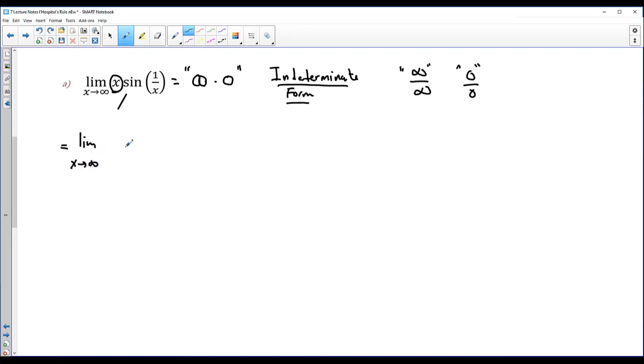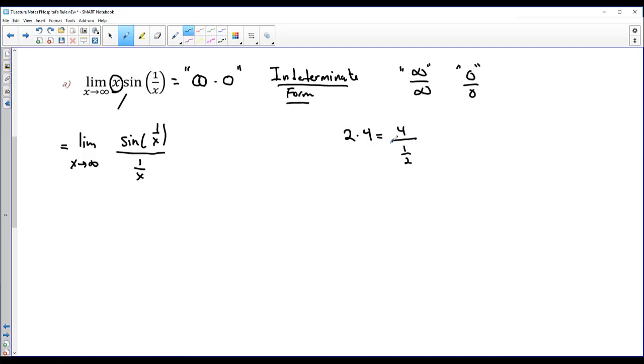So what I can do is write the sine of 1 over x on top. And then on bottom, I'll divide by not x, but 1 over x, because these need to be the same expression. It's kind of similar to saying, okay, I have 2 times 4, or I could write that as 4 divided by 1 over 2.